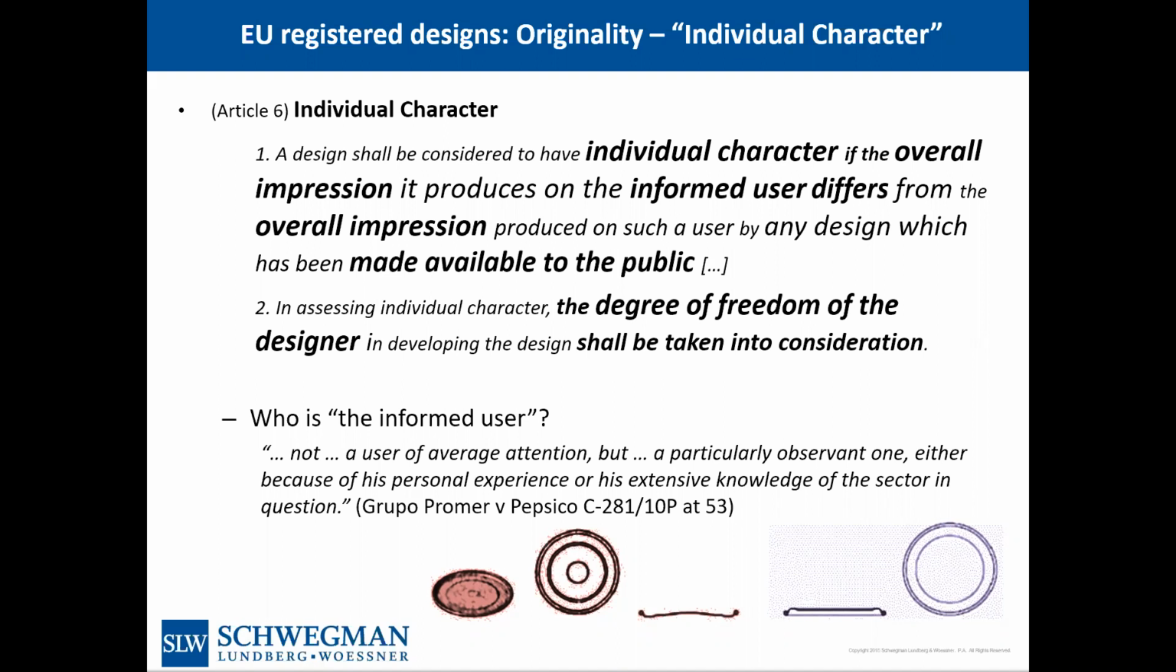And then it also says that for assessing individual character, the degree of freedom of the designer in developing the design shall be taken into consideration. And what that really means in practice, we can talk about again with examples later. But if technical requirements mean that the thing has to be roughly like that, then differences within that narrow band become significant, and the scope of the designs is generally seen to be narrower.